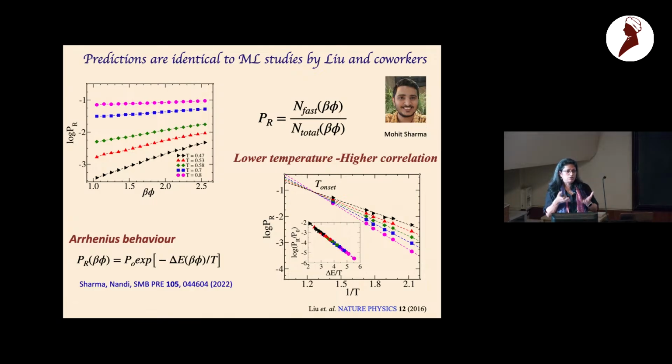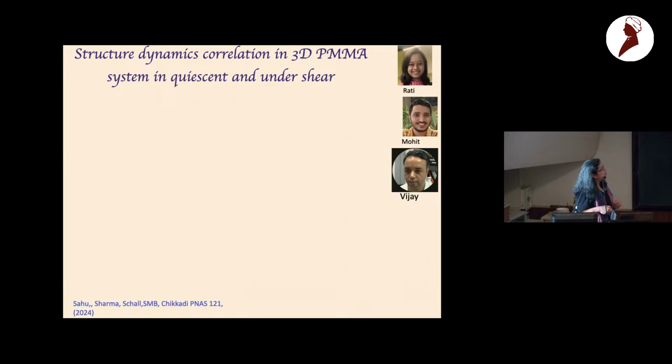So the theory will break down above the onset temperature. You can predict that the probability of a fast particle having a higher probability to move slows down beyond onset, so the theory is valid only till the onset temperature. Now, we extended this work to an experimental system.